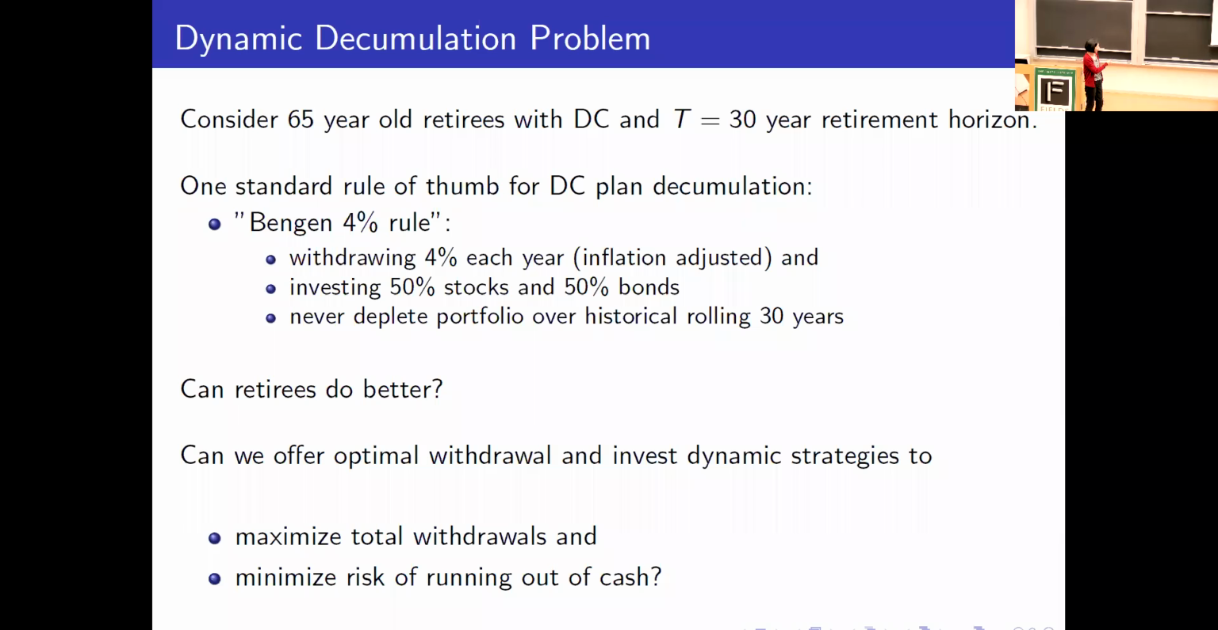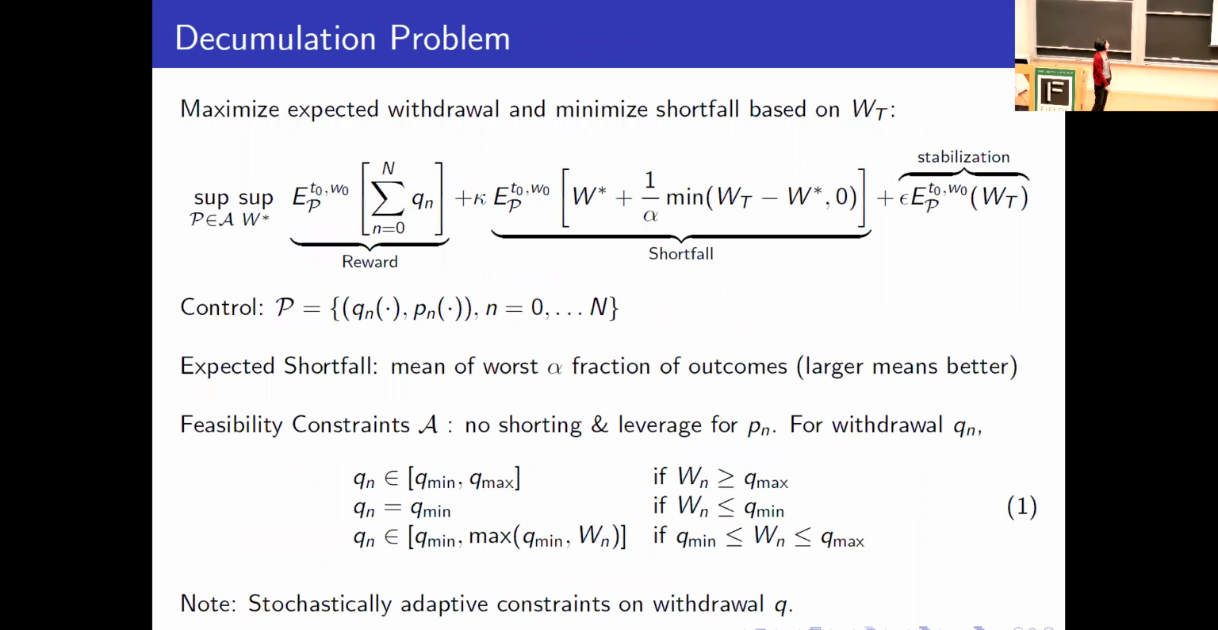So can we actually devise an optimal withdrawal so that we can maximize total withdrawal and minimize the risk of running out of money? The problem with Bengen's 4% rule assessment is that you only look at the historical scenario of 30-year rolling windows. And what if things don't repeat in that way? So it's not a complete assessment of the performance. Okay, so for that goal, we want to do better.